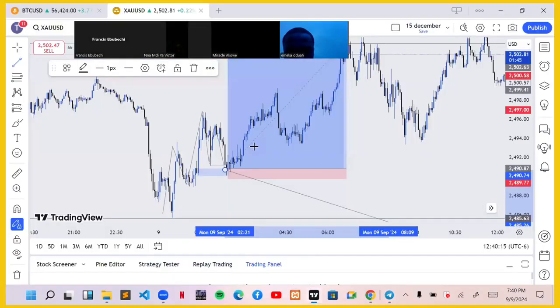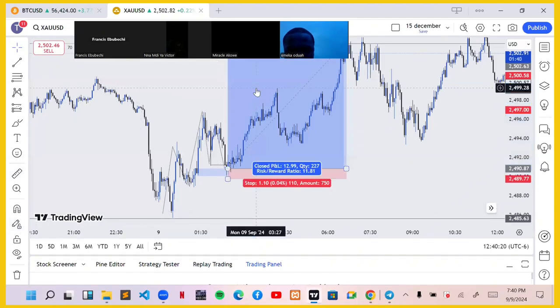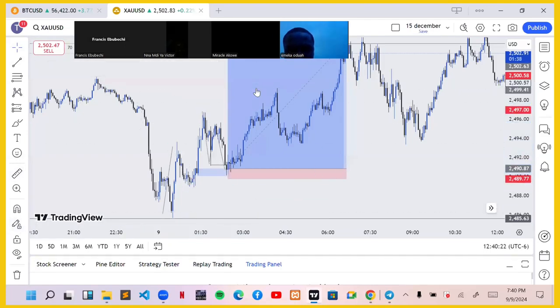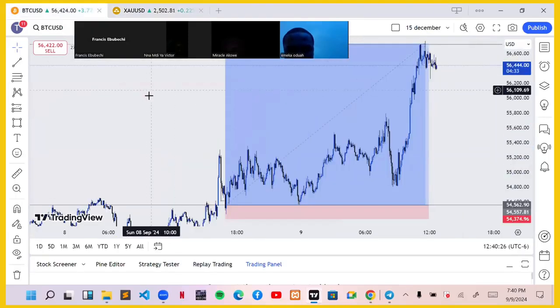So like I said, the inducement is a trap. It's the first pullback that market makes after a break of structure or after a market structure shift. I want to also show it with a BTC trade that I took today.